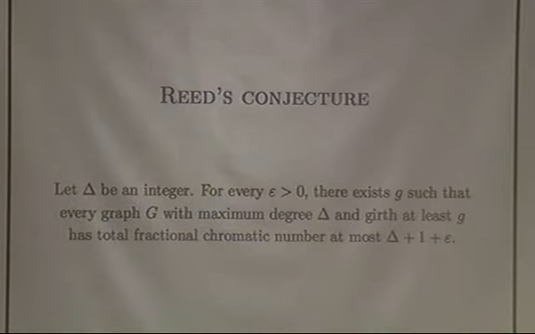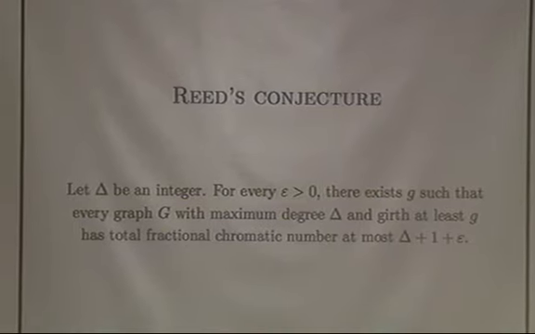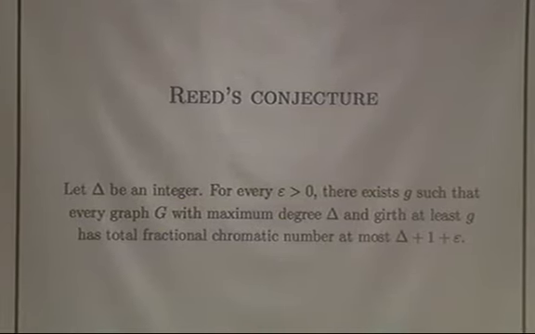So he conjectured that as the girth grows, the total fractional chromatic number of a graph should approach delta plus 1. To be more precise, he conjectured that for every integer delta and every positive real number epsilon, there exists a girth g, such that every graph with maximum degree delta and girth at least g has total fractional chromatic number at most delta plus 1 plus epsilon.